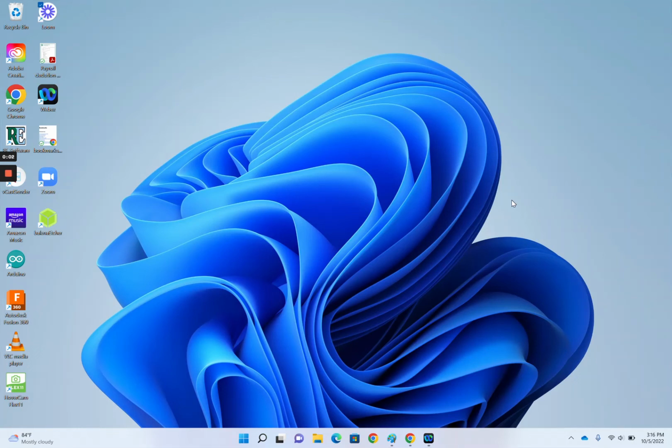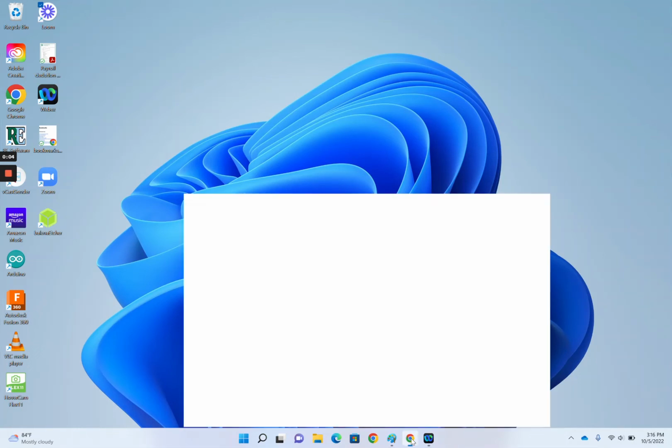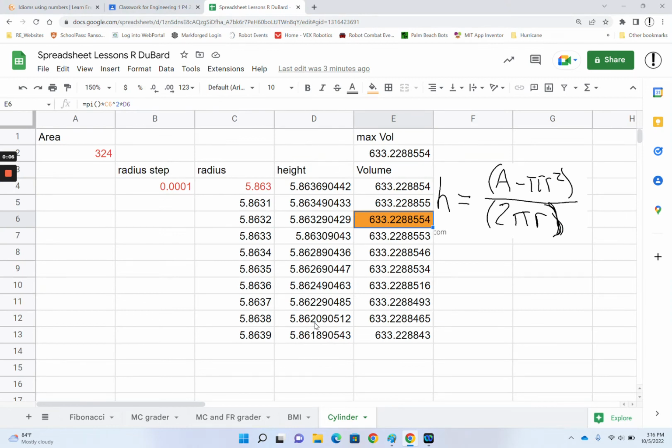Spreadsheet Lesson 9. In this lesson, we will pick up where we left off in our maximum volume problem. Last time we considered the volume of a cylinder that you could reach if you optimized the radius and height given a limited area, and we discovered that the radius and height would be about equal and produce a maximum volume if the area was limited to 324 units, about 633.23 units.